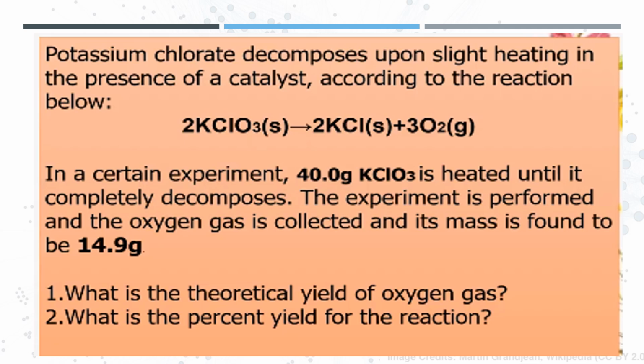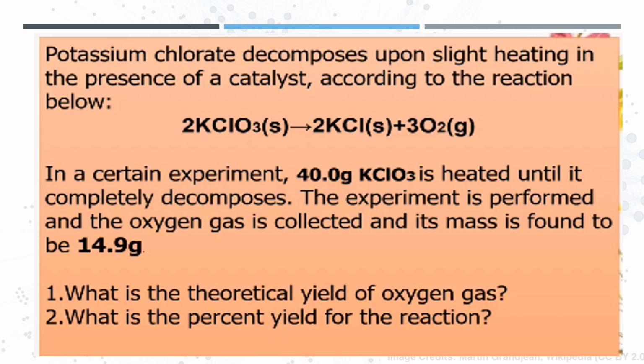Alright, so let's have this example. Potassium chlorate decomposes upon slight heating in the presence of a catalyst according to the reaction below. In a certain experiment, 40.0 grams of potassium chlorate is heated until it completely decomposes. The experiment is performed and the oxygen gas is collected and its mass is found to be 14.9 grams. Number one, what is the theoretical yield of the oxygen gas? And number two, what is the percent yield for the reaction?